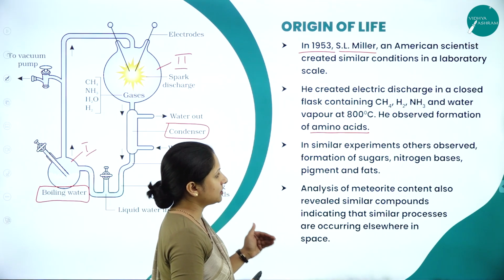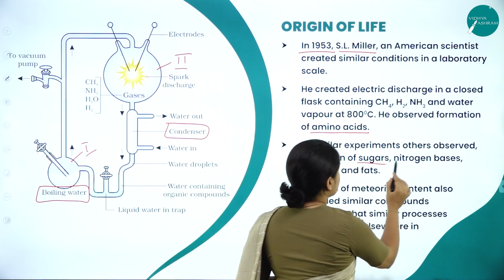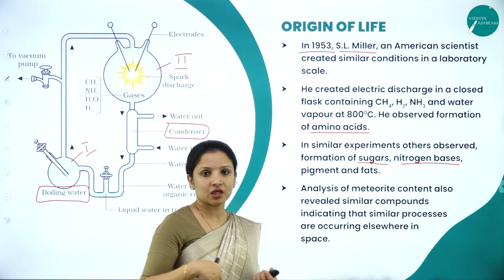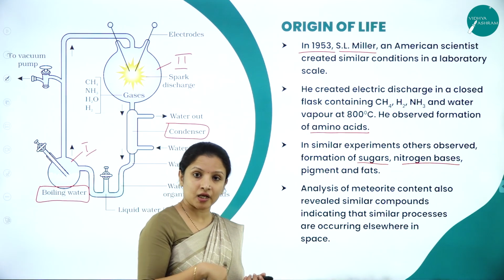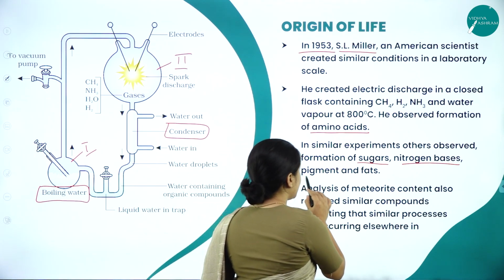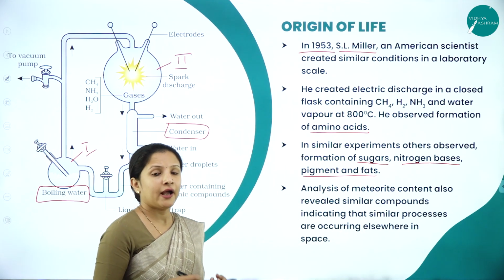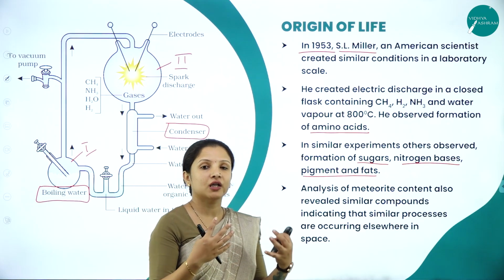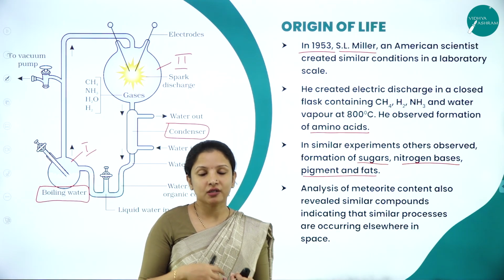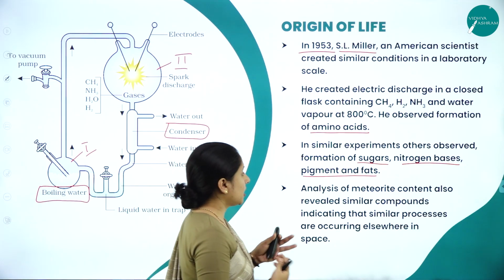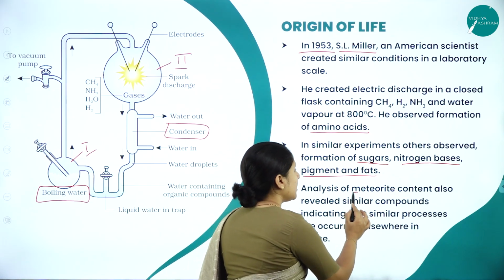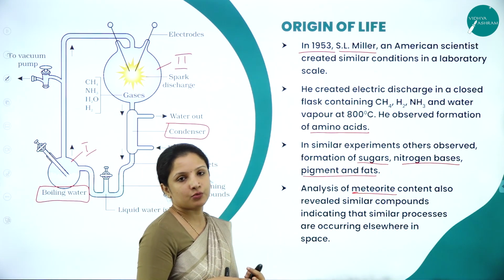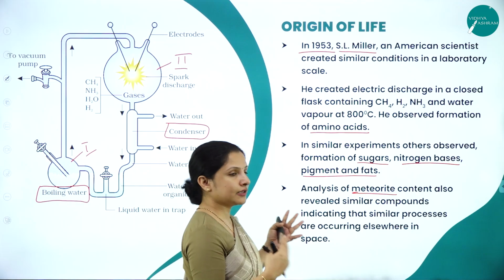In similar experiments, others observed formation of sugars, nitrogenous bases, and all that is important for our DNA, right? Because the genetic material, the DNA or the RNA, requires nitrogenous bases. Pigments and fats also got formed. Not just that, later on, because of the advancement of technology, scientists collected and analyzed samples of meteorites that had fallen on the earth during the dinosaur era, and in those meteorite samples they found similar compounds, the same compounds found by Stanley Miller and other scientists.